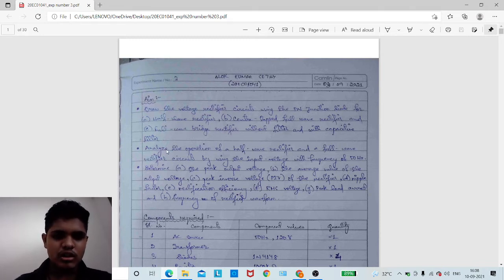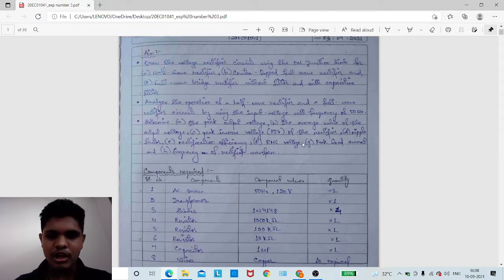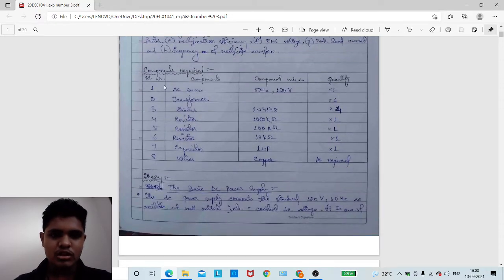And then to analyze the operation of a half wave rectifier and a full wave rectifier using the input voltage of frequency 50 Hz, and to determine the peak output voltage, the average value of the output voltage, peak inverse voltage, that is PIV, and ripple factor and rectification efficiency, RMS voltage, peak load current, and frequency of the rectified waveform. So these are the components we have used.